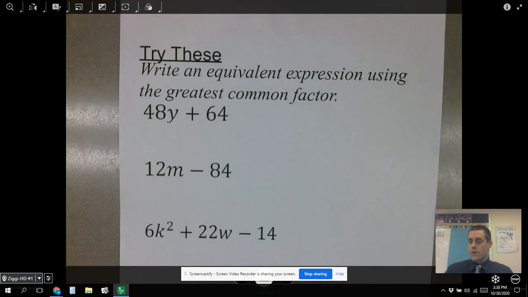All right, guys, on the screen, I have 3 expressions I want you to try on your own. Find the greatest common factor and rewrite that expression using that greatest common factor. I'll see you guys in a little bit.